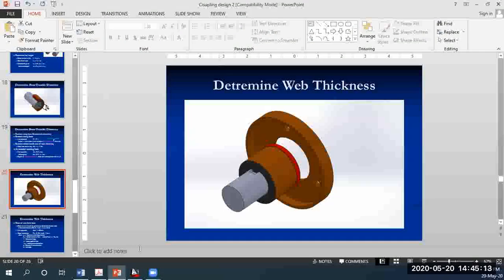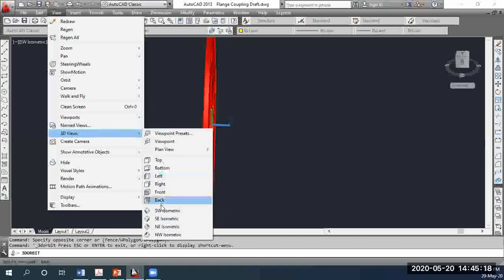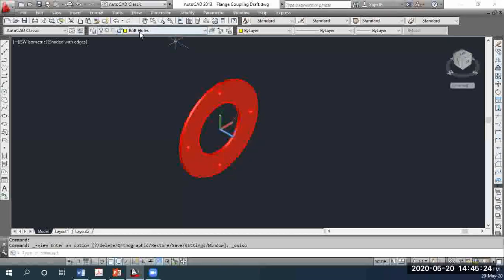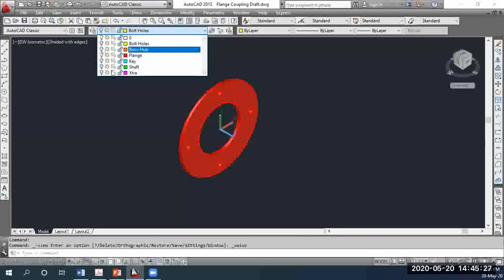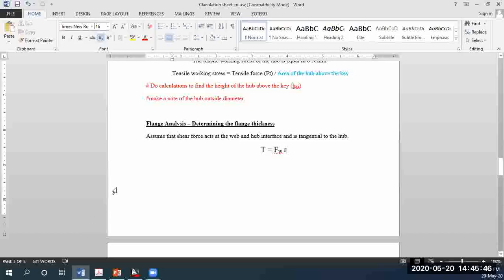Look at your drawing. Even this drawing would be able to help you out. So let's see the hub. What do you think R would be? From the center of the shaft to where the hub meets the web, what R should we take? Any one of you? Come on, it's a very easy one.